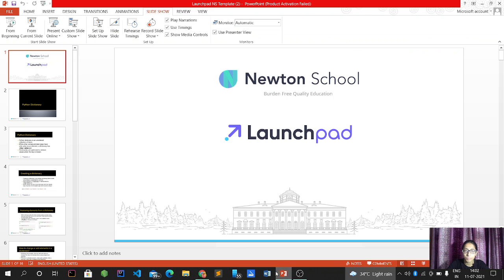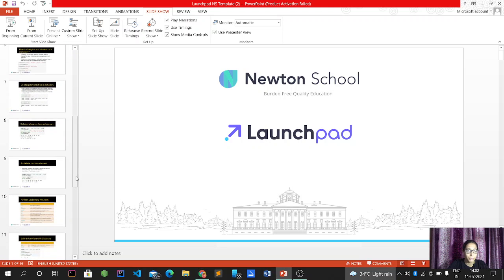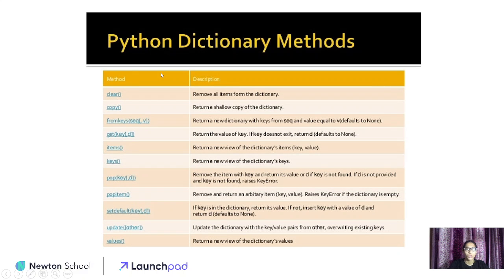Let's start with the type methods of dictionaries in Python. So what are the methods in dictionaries in the Python programming language? These are the methods available with a dictionary: clear, copy, fromkeys, get, items, keys, popitem, setdefault, update, and values.